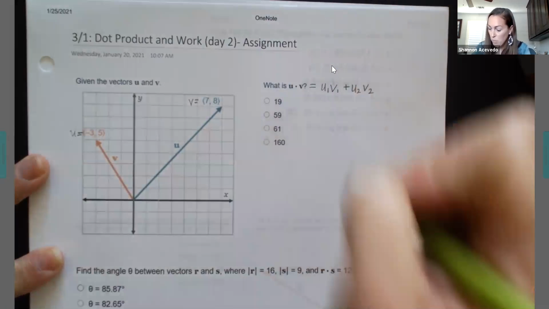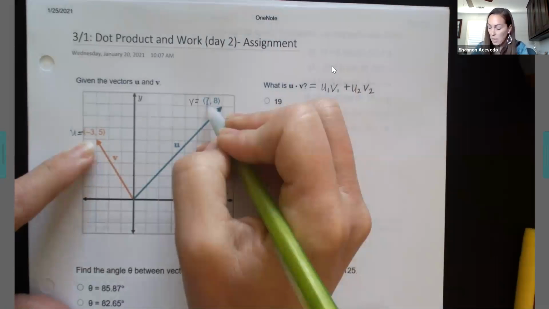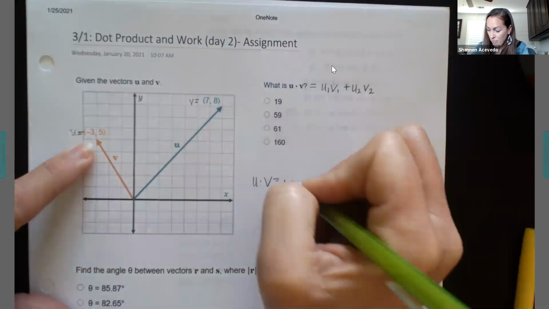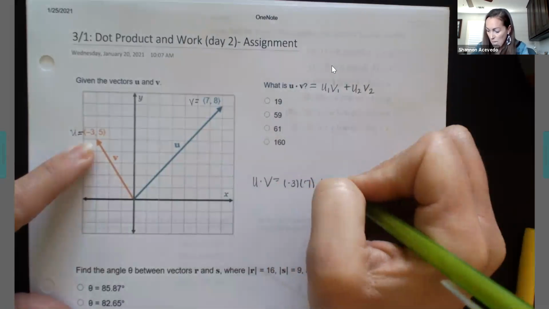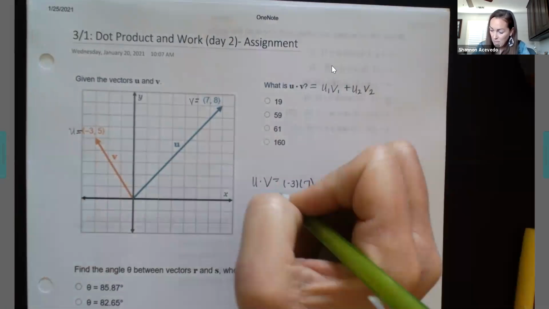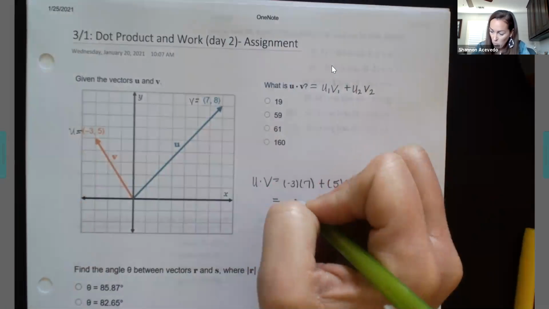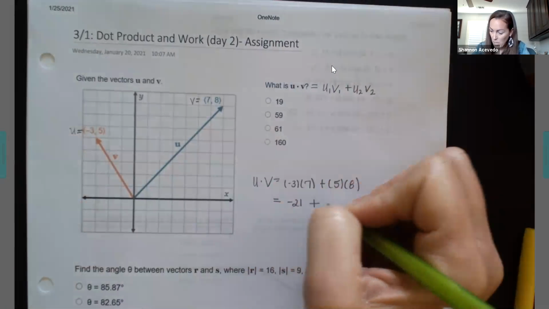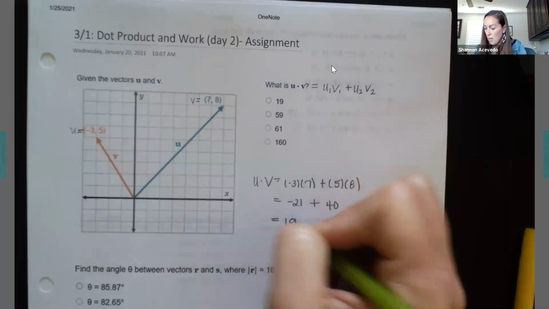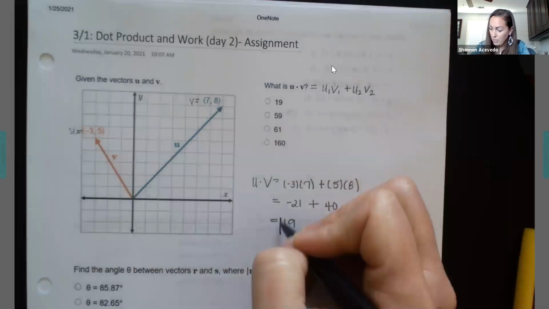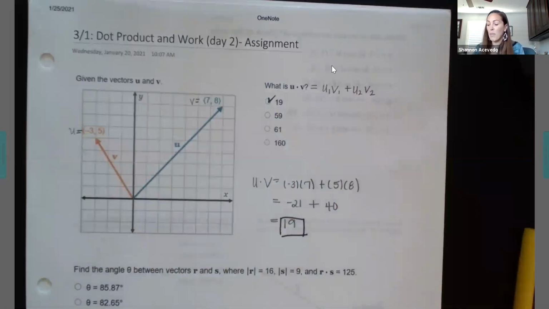So for this, my U dot V is just going to be -3 times 7 plus my 5 times 8. And I go ahead, I clean that up. I get -21 plus 40, which is going to give me 19. And I'm done. Check. Simple as that.